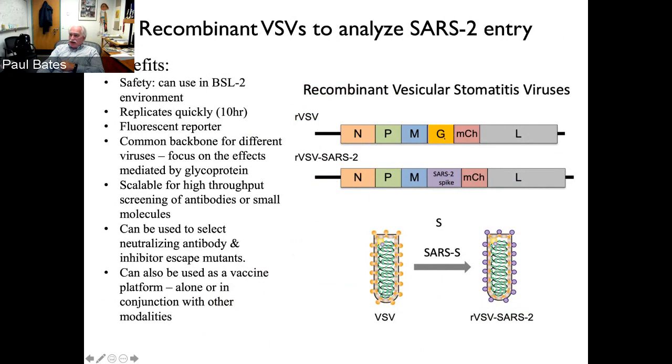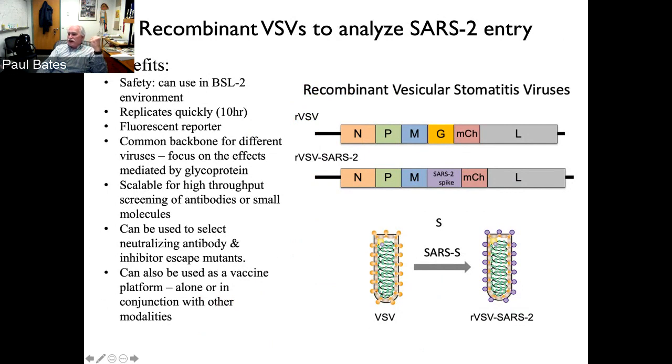So for example, in this case, we'd be using VSVG as a control, but we've built viruses that have the Ebola glycoprotein, hantaviral glycoprotein. So you have a number of controls here. It's really scalable for high throughput screening. So once you make these recombinant viruses, they grow, and you can produce lots and lots of particles. And in fact, you can use these particles for more than just infection. You can use them to pan for antibodies or B cells that recognize epitopes that are displayed on the surface of these particles. They can also be used to select for neutralizing antibodies and inhibitor escape mutants.